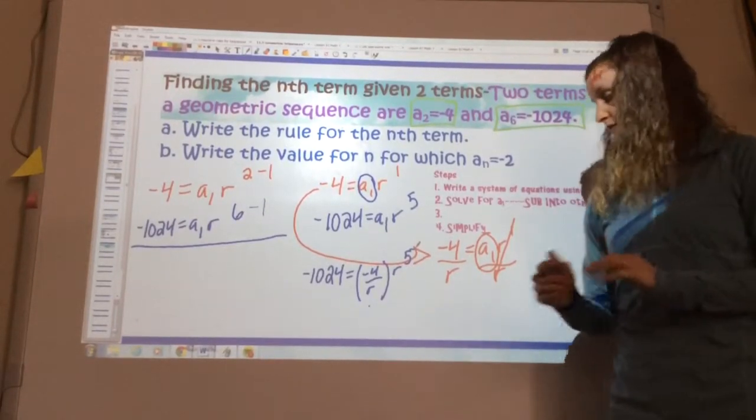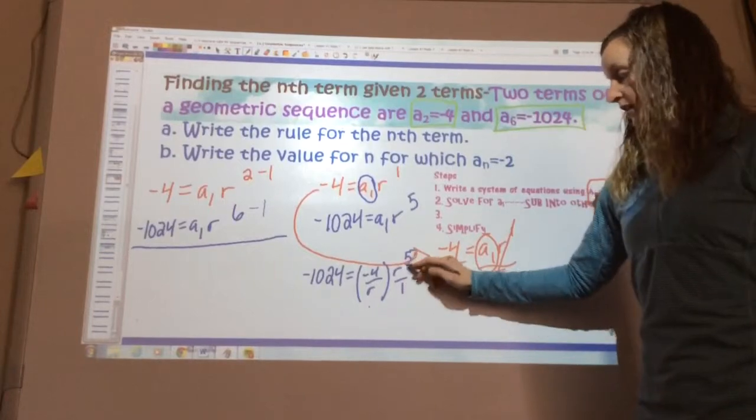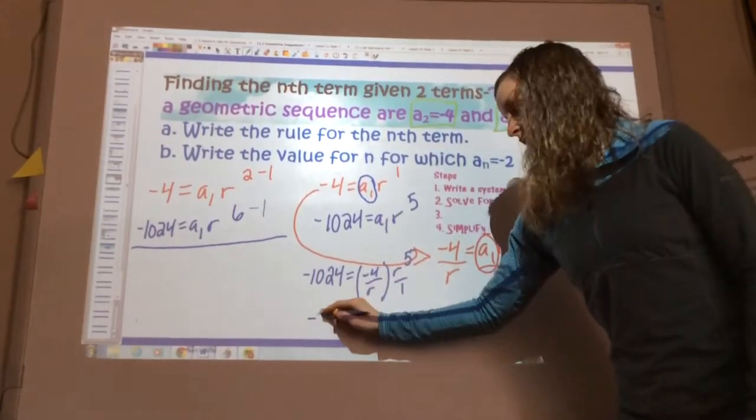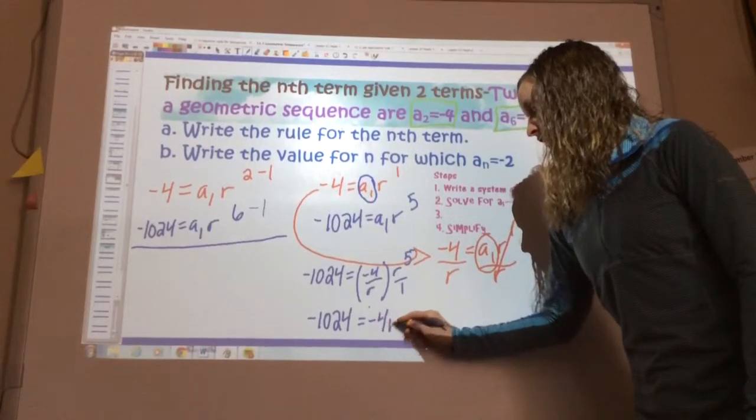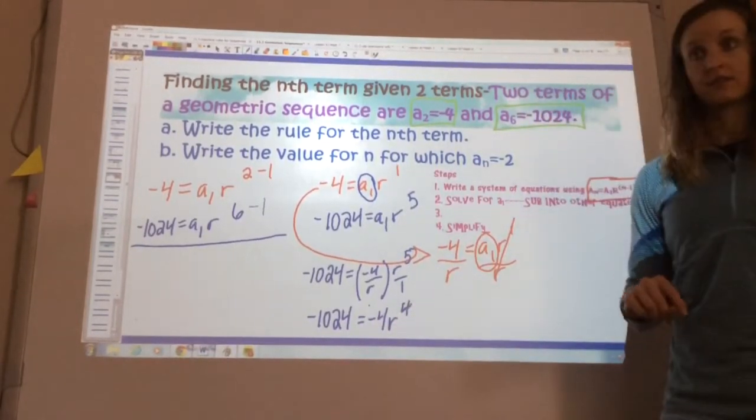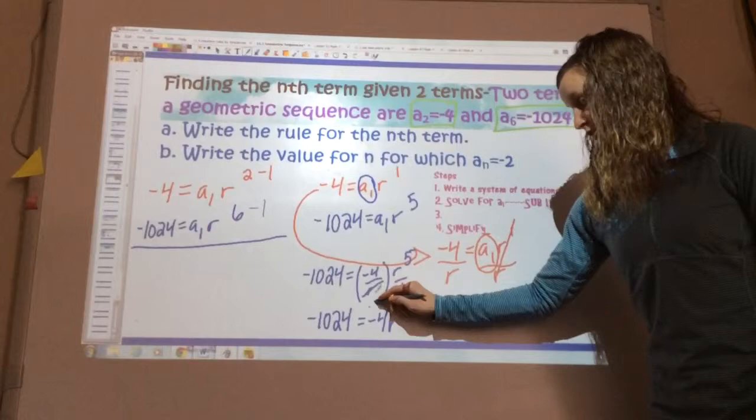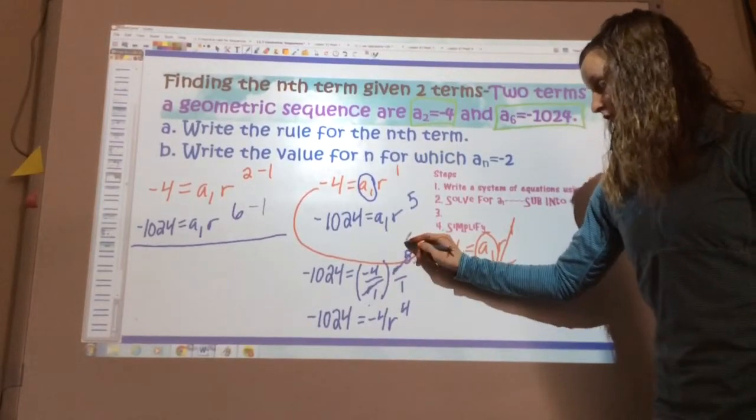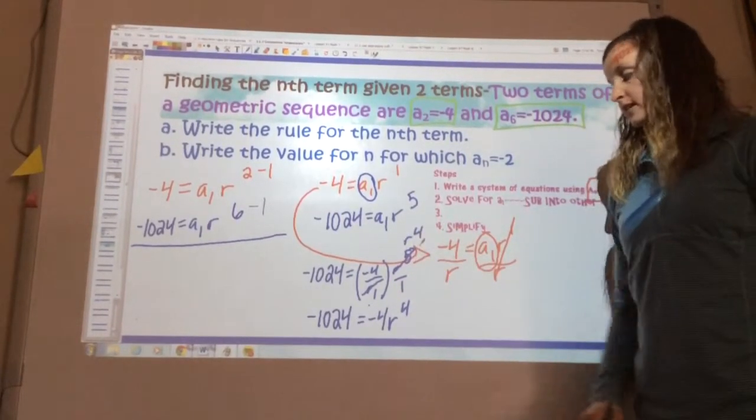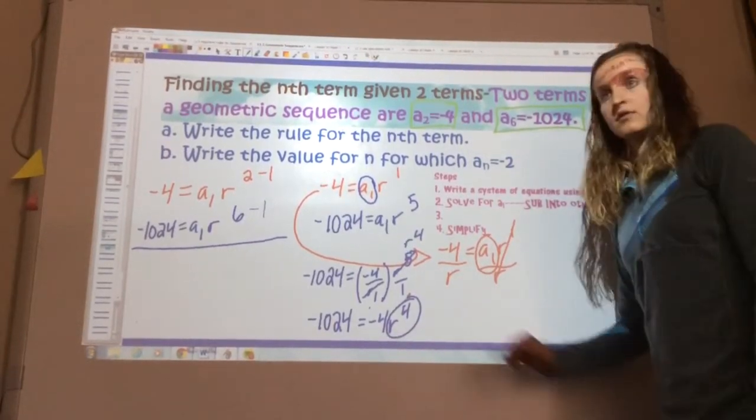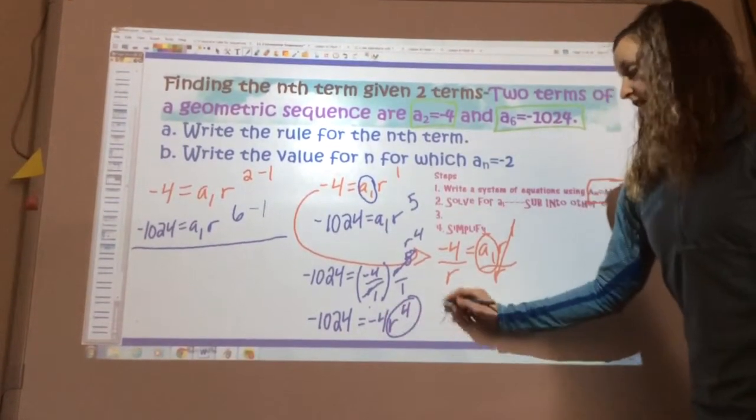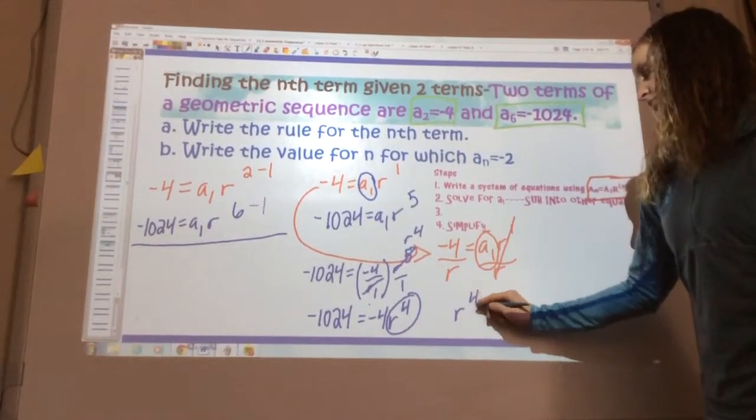Yeah, very good. If you put this over 1, r to the fifth divided by r is what? Yeah, so you have -4 r to the fourth. You see that? Because that is going to cross out to just 1, and this is going to become r to the fourth. Right there. Okay, how are we going to get r to the fourth all by itself? Yeah, divide each side by -4.